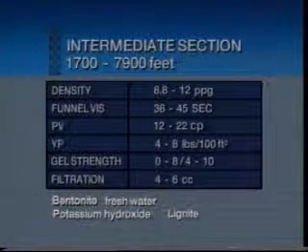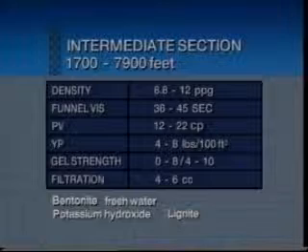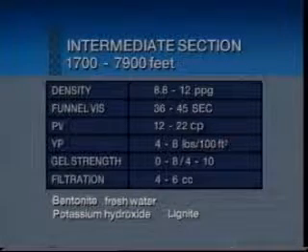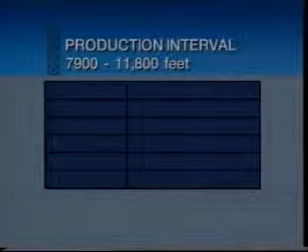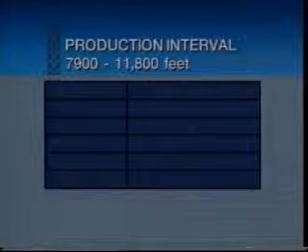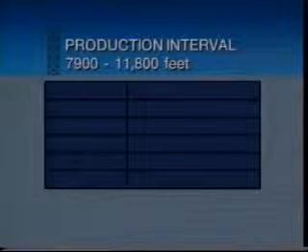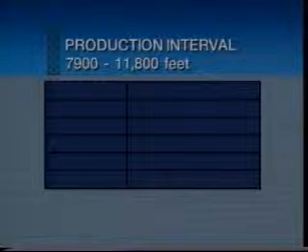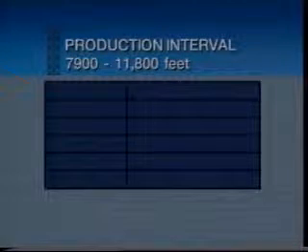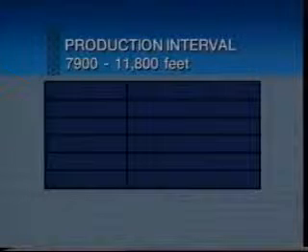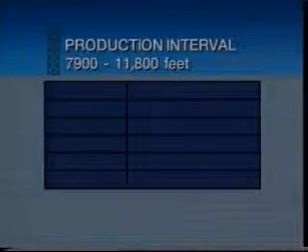This mud is used to drill from 1,700 feet to 7,900 feet prior to running the intermediate casing string. The production interval from 7,900 to 11,800 feet is drilled with the same mud, but below 10,000 feet, high-temperature, high-pressure filtration control additives must be used. The properties are maintained as follows.